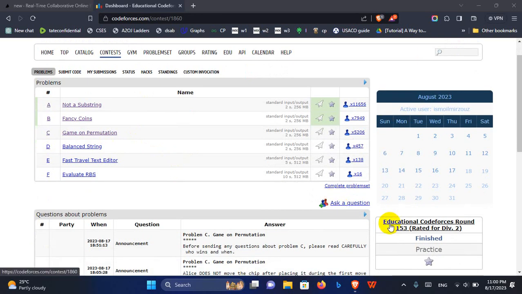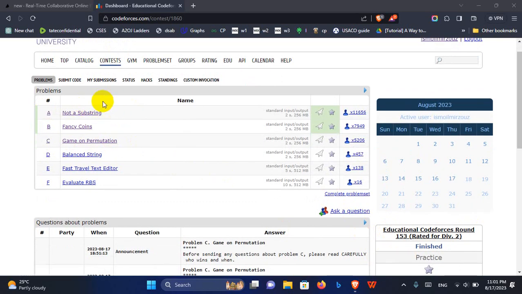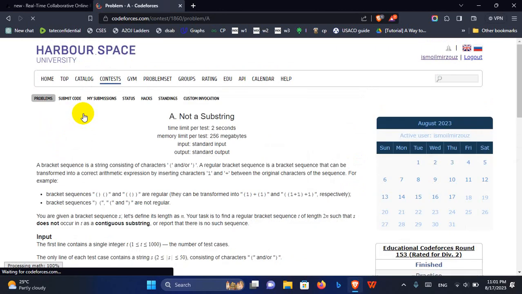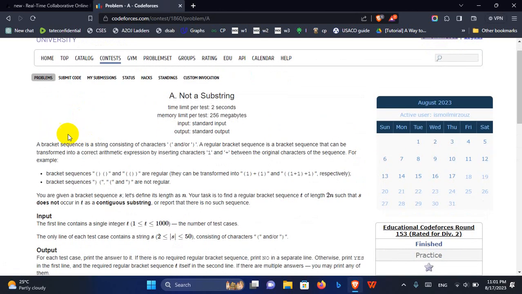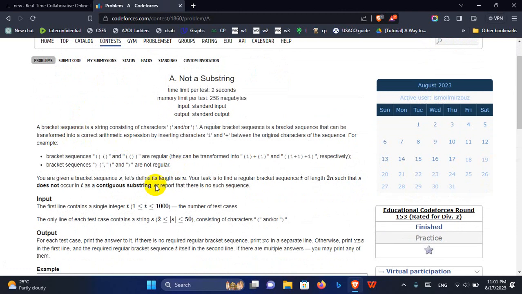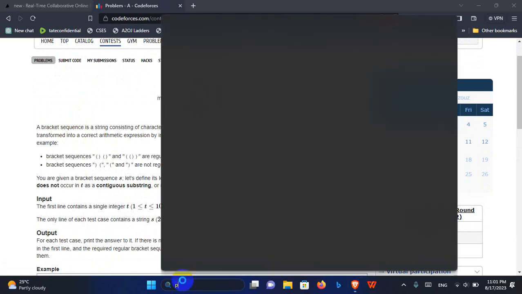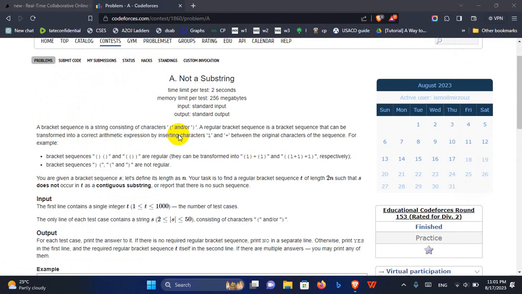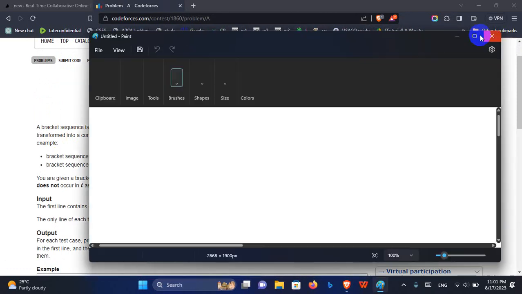So today I want to explain the A and B problems from Educational Codeforces Round 153, rated for Div 2, which finished about 1 hour ago. So, Not a Substring, it's problem A. It looks confusing at first, but you can grasp its idea quickly. So pause the video and read this problem statement, and then I will start explaining.